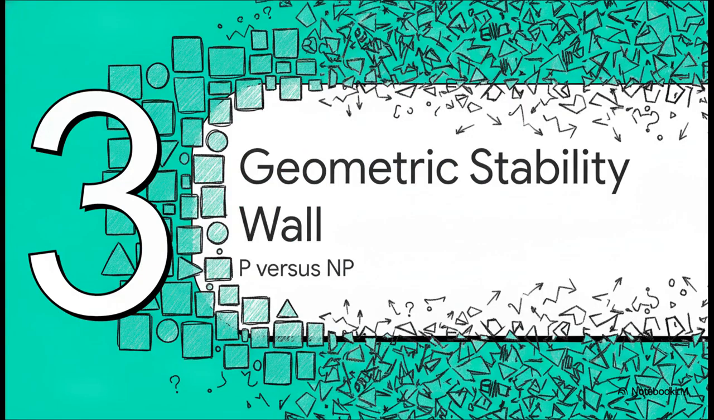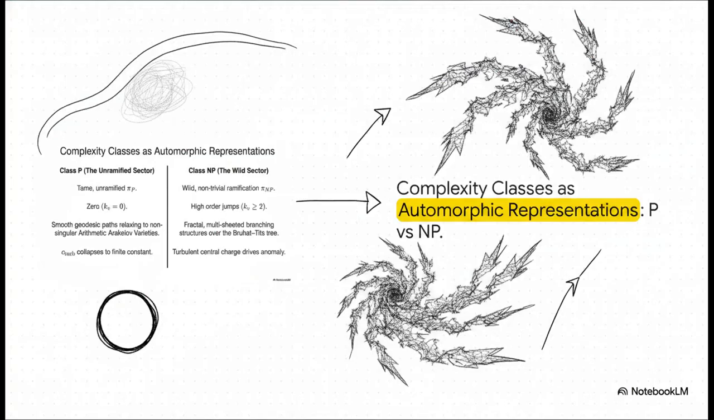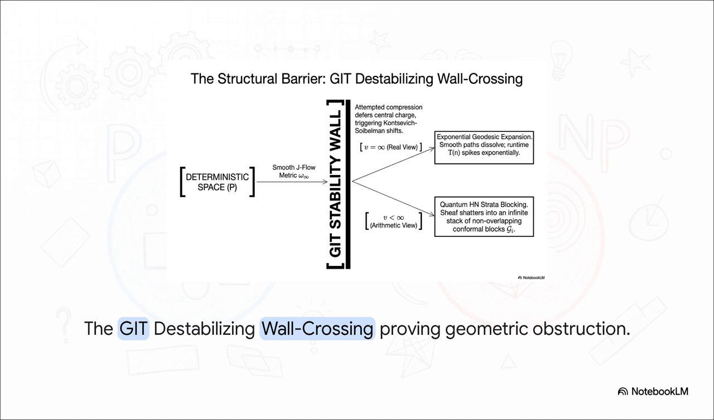They maintain an absolute smooth geometric convergence. Which brings us to section 3, the geometric stability wall. When we view this under the local Langlands correspondence, these complexity classes reveal totally distinct topological anatomies. Class P operates on smooth geodesic pathways represented by a local conductor exponent of 0, but class NP introduces wild ramification. Notice the high-order jumps. This creates fractal branching structures, kind of like a wildly overgrown tree, over the Bruhat-Tits network, all driven by a turbulent central charge.